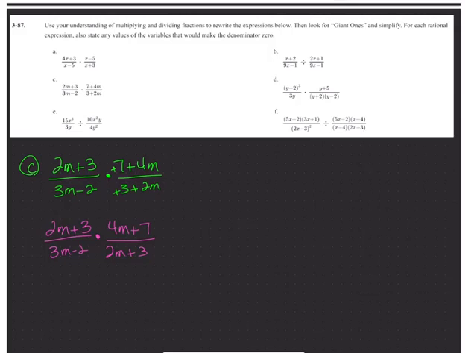Same thing, you're going to find those excluded values. And then you're going to simplify it as much as possible, to simplest form. I'll just write that on there. Sound good?